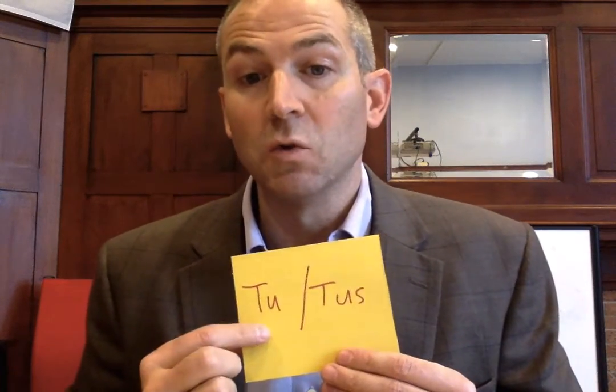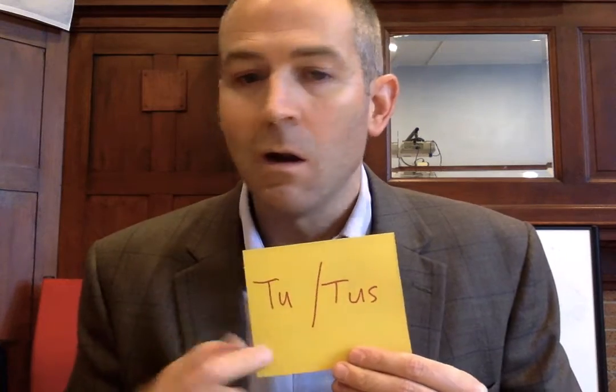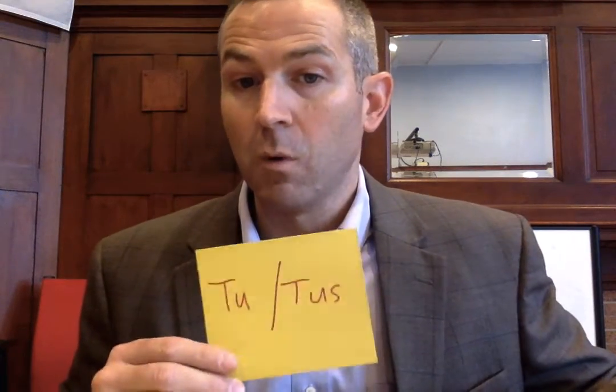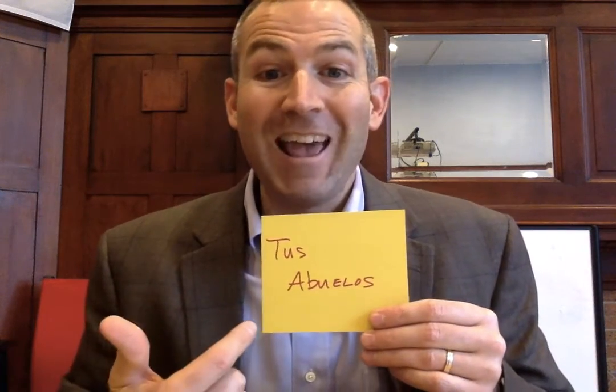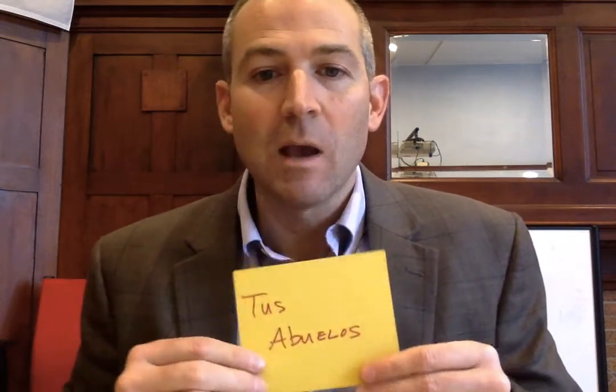If I'm talking about something you possess, I'm going to be using either a tu or a tus. And notice here, no accent. That's a very important thing. Tu and tus, no accent, right? So if I'm thinking about your grandmother, tu abuela, singular, feminine, tu abuela. But if I'm talking about both of your grandparents, it's going to be tus abuelos. Hey, there they are. Your grandparents, tus abuelos.